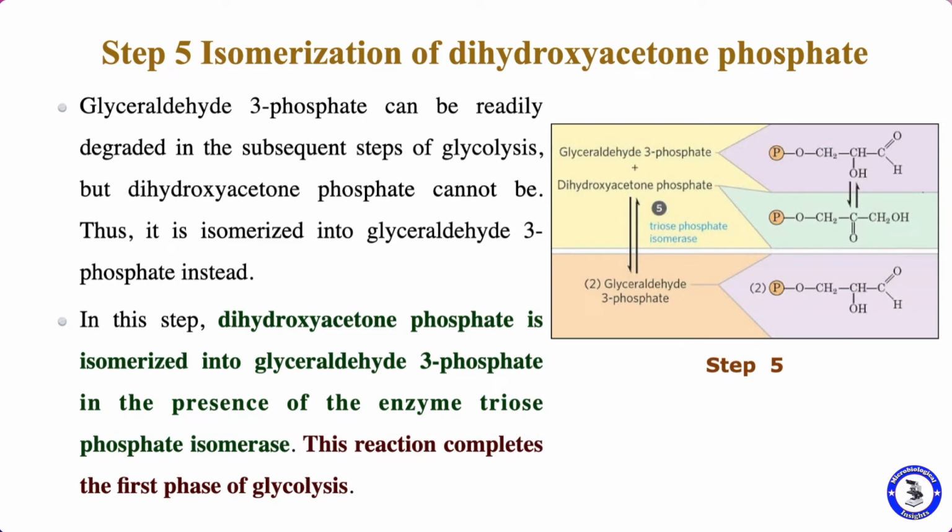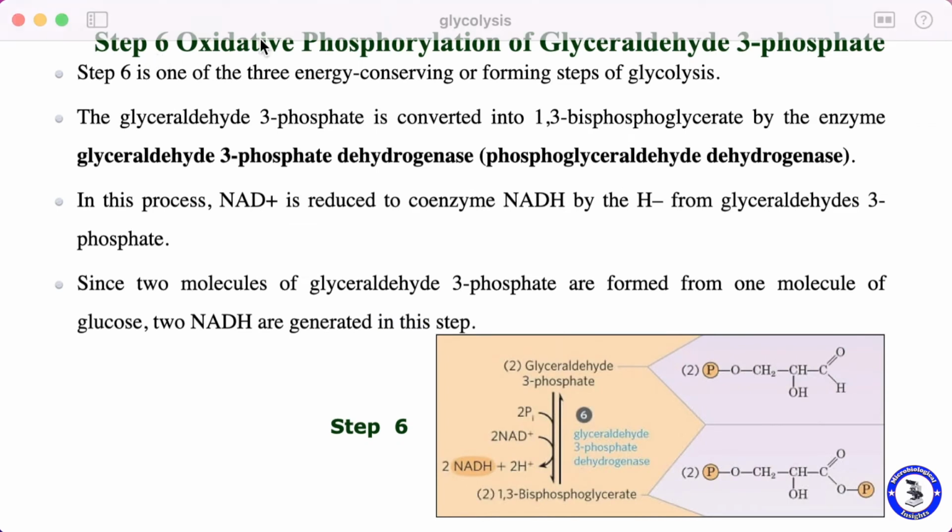We move on to the second phase of glycolysis. Step 6: oxidative phosphorylation of glyceraldehyde 3-phosphate. This step is the energy conserving step, or energy forming step. So here some energy is going to form. Here the glyceraldehyde 3-phosphate is converted to 1,3-bisphosphoglycerate. So you can write the structure as POCH2CHOH like that, the same. The only change is remove the H and you can add O and P.